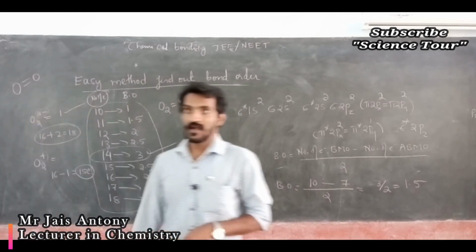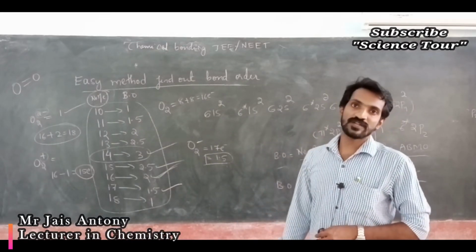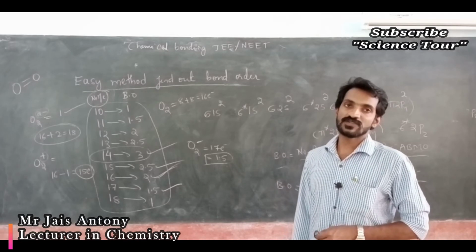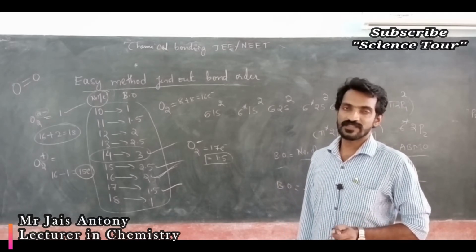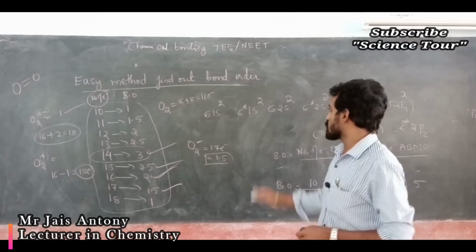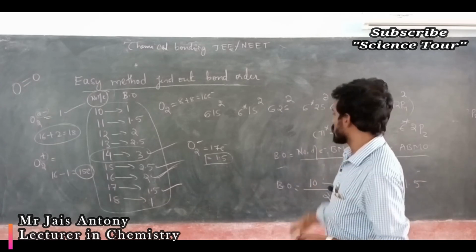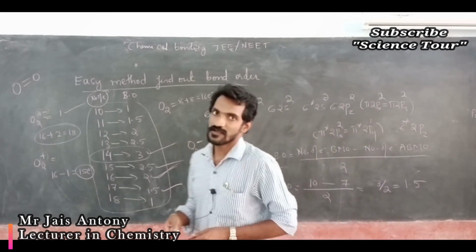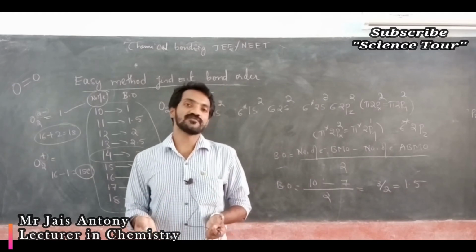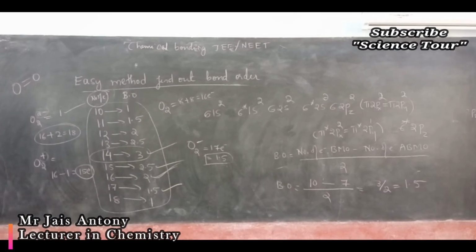Otherwise, one more method is there. That method is writing the MOT electronic configuration. Nitrogen, carbon, boron and all, one electronic configuration, that you know how to find out. For this one, more electronic configuration. So writing this electronic configuration and then finding the bond order takes too much time. Instead of that, you can use this method. This is one of the easiest methods.